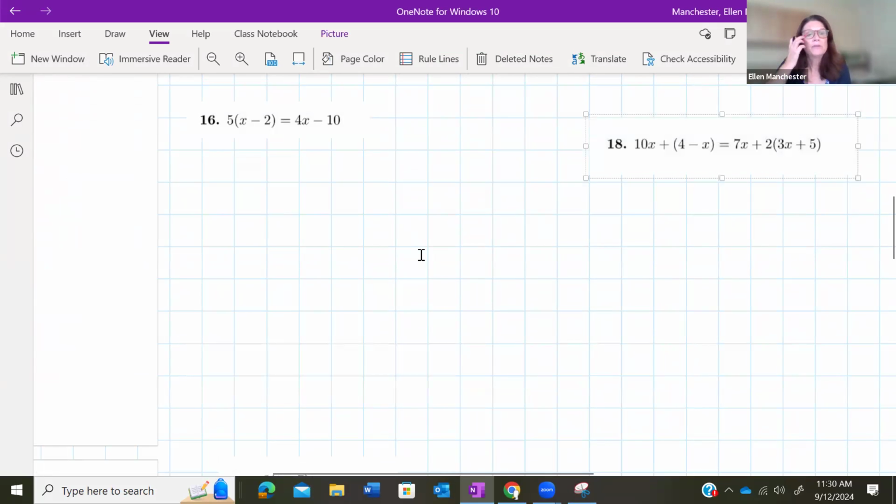Okay, so number 16, you guys have all the tools you'll need. So go ahead and try it. So use distributive property first. Move that 5 through the x and the 2 and the -2. And then you're back to a multi-step, like what we just did.